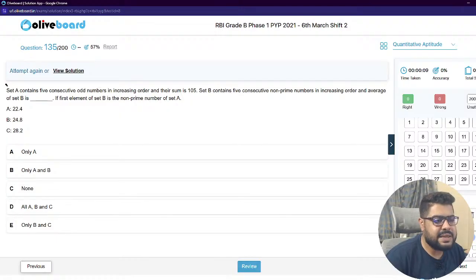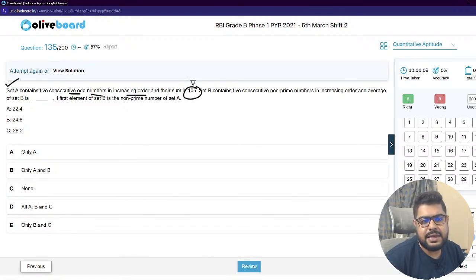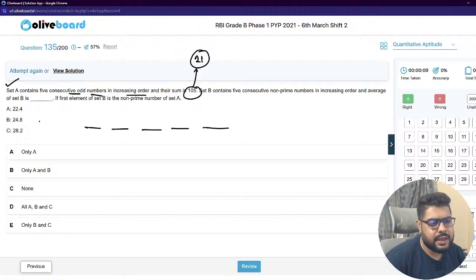Okay. Set A contains 5 consecutive odd numbers in increasing order and the sum is this. Okay, sir, remember always: sum is this means the average is 21 by 5. Sir, 1, 2, 3, 4, 5. This is A.